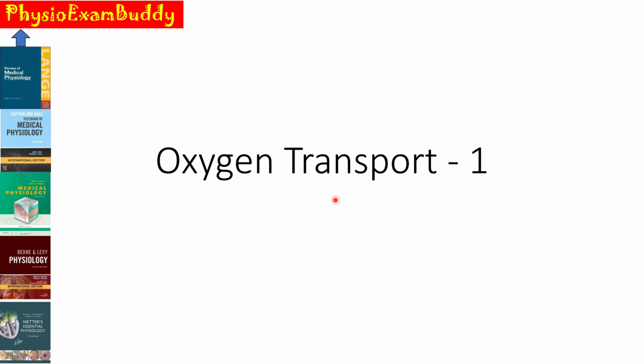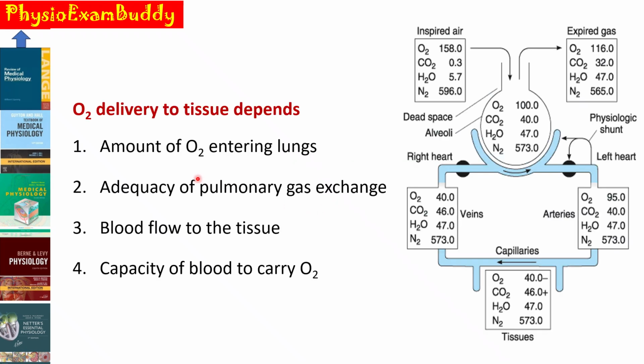This video is on the transport of oxygen in different parts of our body. Oxygen delivery to a particular tissue depends upon the amount of oxygen entering the lungs and the adequacy of the pulmonary gas exchange, that is gas exchange between the alveoli and the capillaries, and the blood flow to the tissue. It also depends upon how much blood flow is going to the tissue and on the capacity of the blood to carry oxygen. So these are the factors on which the oxygen delivery to the tissue is dependent.